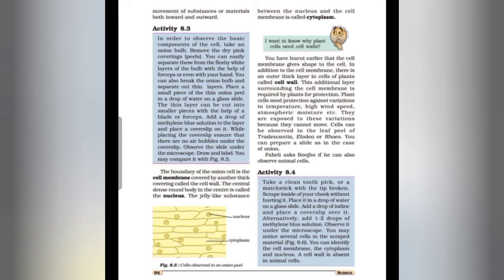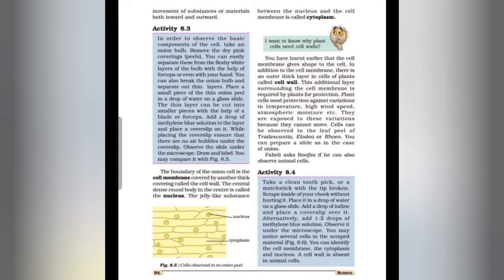We can say that the plasma membrane is porous and allows the entry and exit of only selected substances. It also prevents the movement of some other substances across it. So it is called a selectively permeable membrane. And the boundary of the onion cell is the cell membrane. So we can say that it provides an outer boundary to the cell and separates the cells from one another and also from the surrounding medium. It also protects the cell from injury.